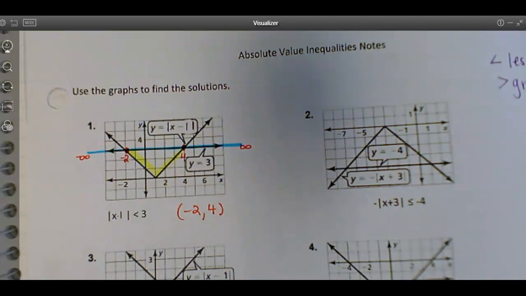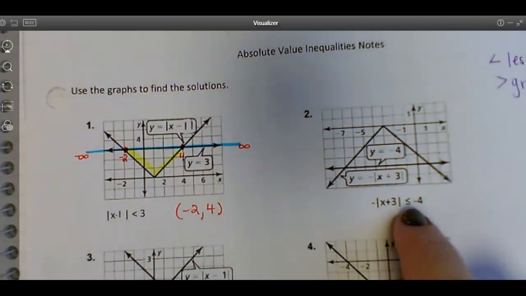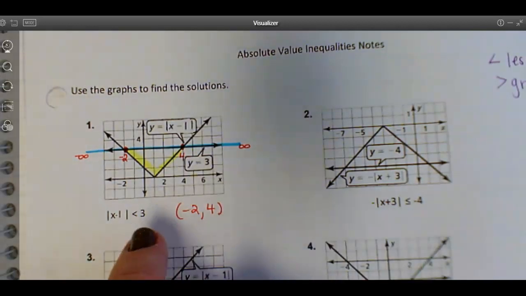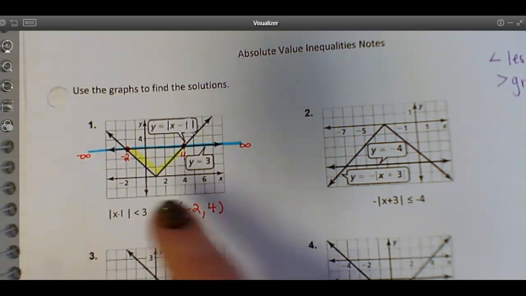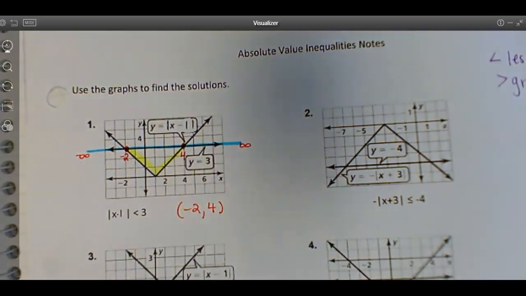Now, it would have a bracket, like we've talked about before, if it's equal to, like it is on this one right here. Okay? It's not equals right here, and that's the reason we have a parentheses. Okay? Any questions about that one? Alright, let's look at the next one.